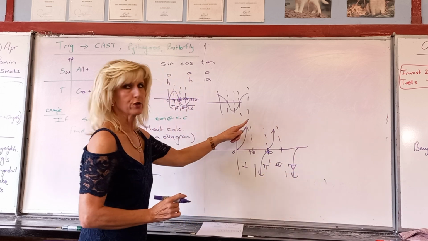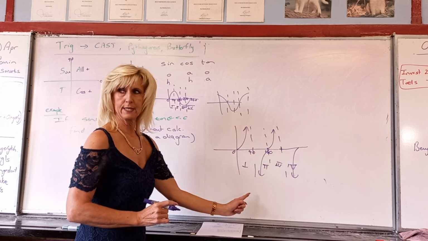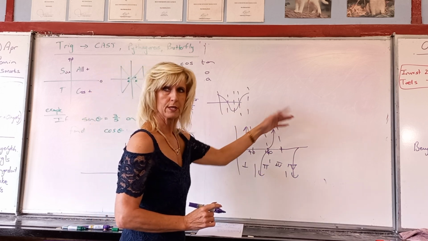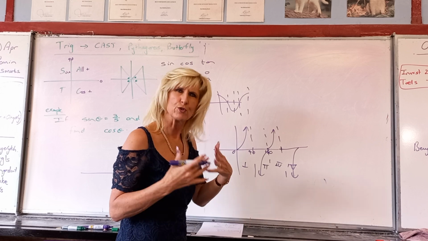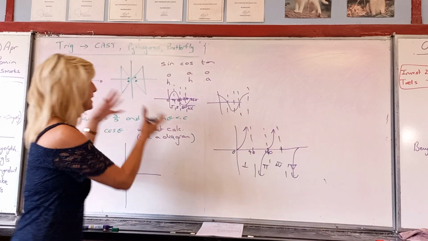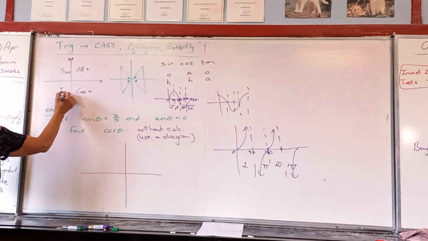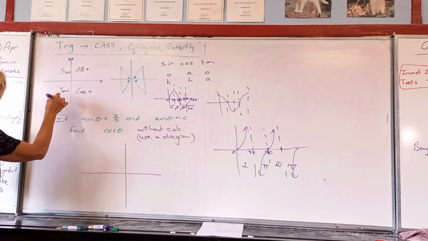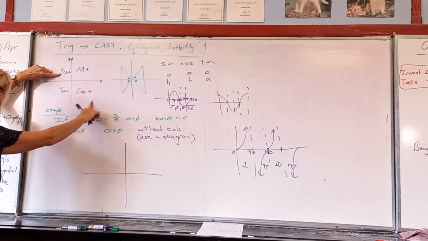So for the first quadrant, tan is positive. For the second, it's negative. For the third, it's positive. For the fourth, it's negative. Do you see this happening? That's where we get to this. So tan is positive in the first and the third, but the other two, negative.